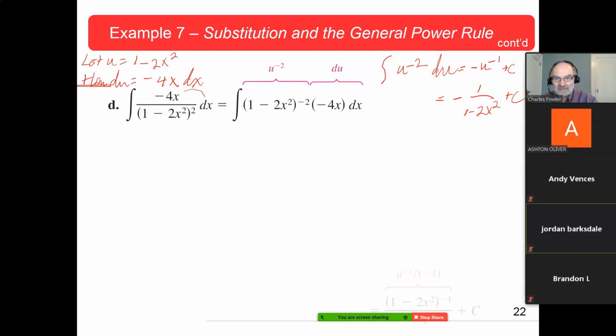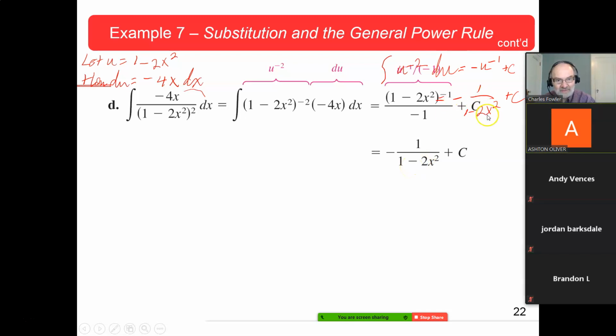Let's see how the book does. Well, they wrote over me anyway, didn't they? Got the same thing. They put the minus 1 in the denominator. I put it in the numerator. It doesn't really matter. And that became minus 1 over 1 minus 2x squared plus c. Perfect. Good for them. Any questions? Does that make sense?